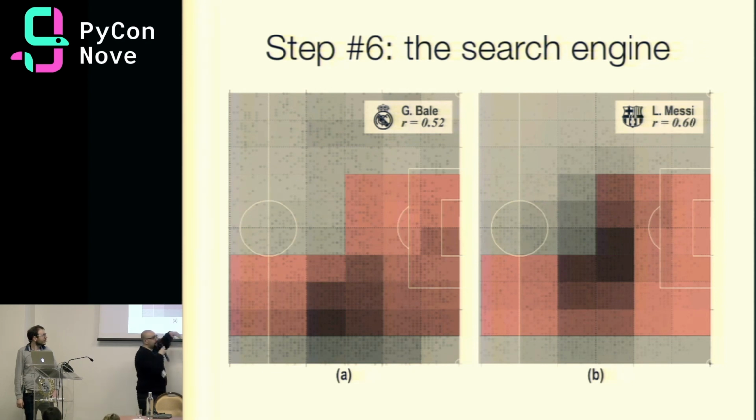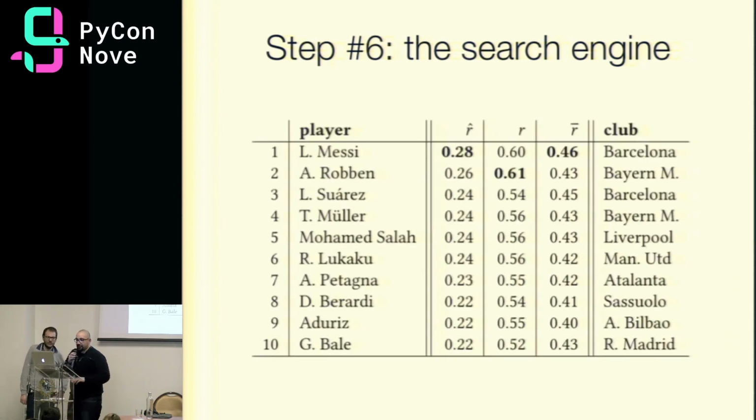The red area is the zone selected by a user, Paolo in this case, and we have this number for Bale of Real Madrid and Messi from Barcelona, which is the attitude of the player to play in that zone. You see that Messi is a little bit more prone to play in that zone with respect to Bale, but the interesting thing is that we can finally get a ranking.